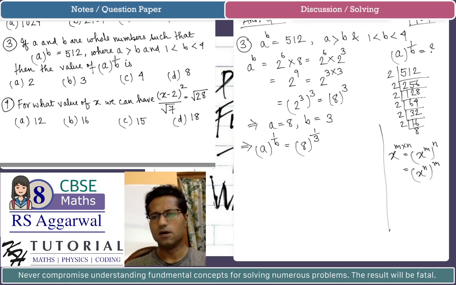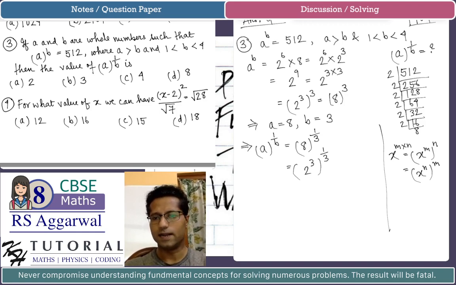It is just the laws of exponents. Now, it is asking to find a to the power 1 by b. We know a is 8 and b is 3, so we have 8 to the power 1 by 3. Now 8 we know is 2 to the power 3, and this whole is raised to the power 1 by 3.